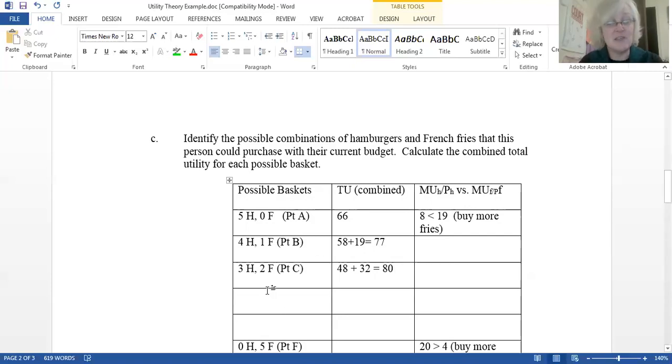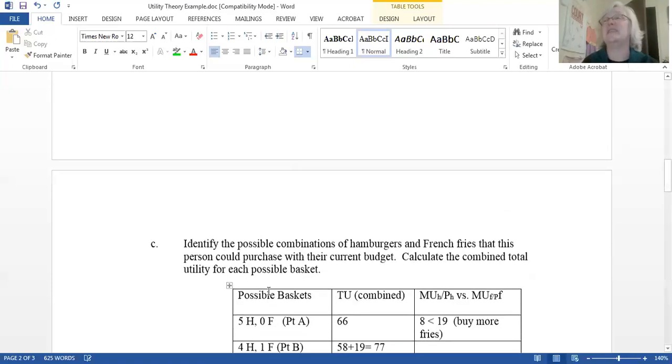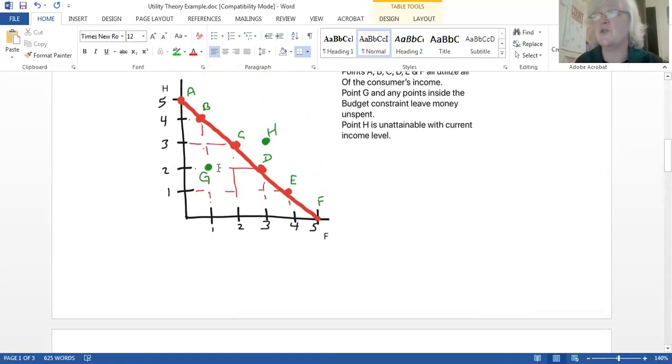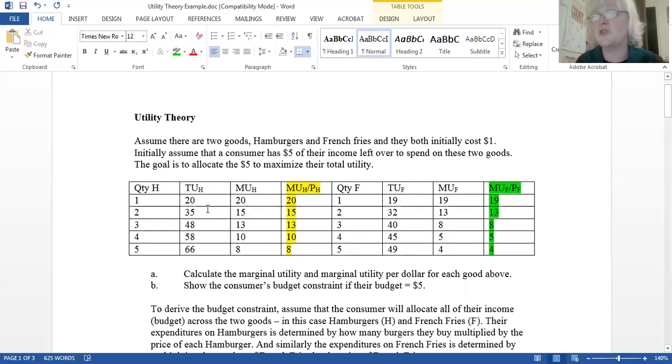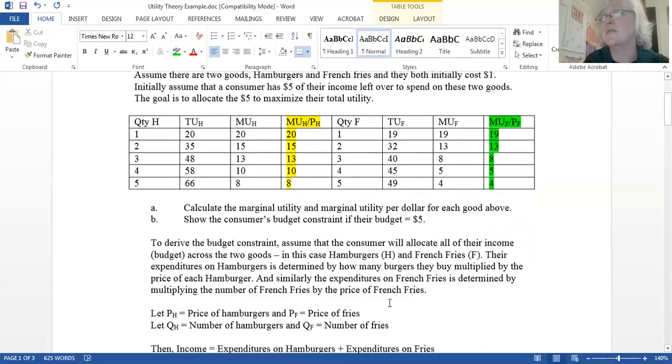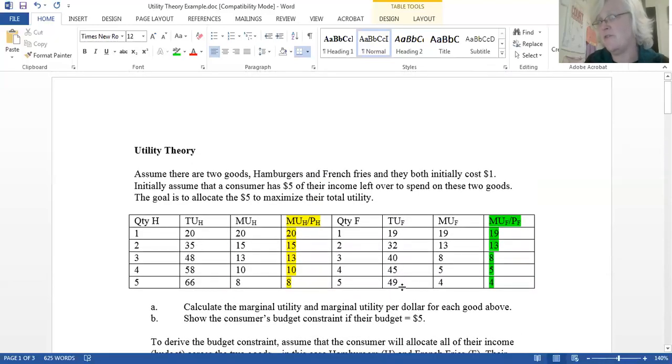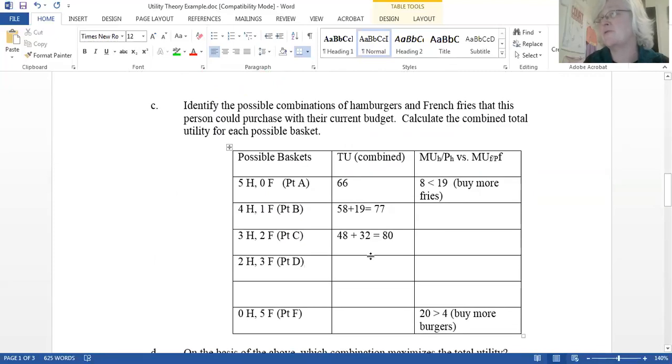Let's keep going. Now, how about 2 hamburgers and 3 French fries, which is affordable. It's on our budget constraint, shown by point D. So let me go up here. Point D, 2 hamburgers, 3 French fries. 2 hamburgers, 35 on the total utility. 3 French fries, 40. Okay, so 35 for 2 hamburgers plus 40 for 3 French fries. I'm going to add those two together. 35 plus 40, and that's 75.